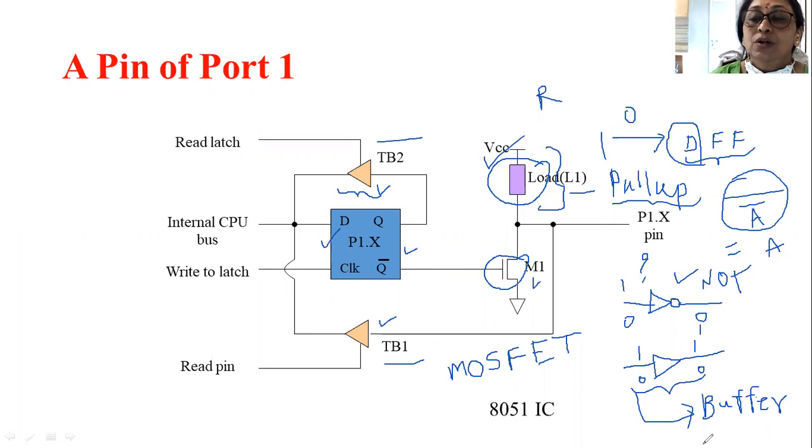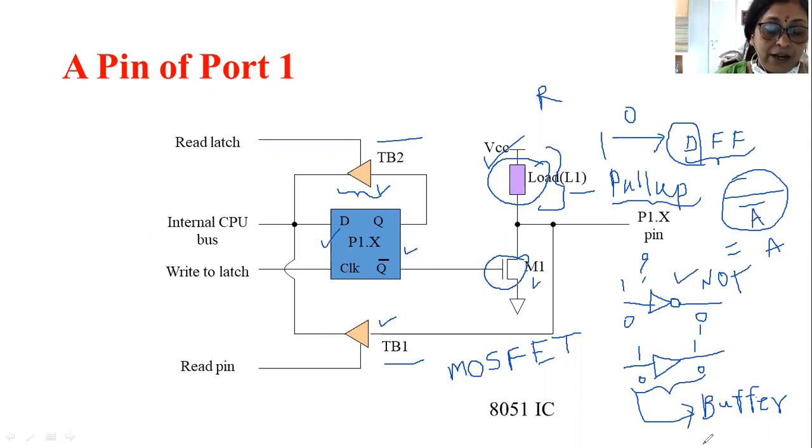We have seen the structure of the port pin, and we can see here that either you can write to the port pin or you can read from the port pin. In 8051, either the read operation is carried out with respect to this port pin, or the write operation is carried out with respect to these port pins. Are you clear about this?